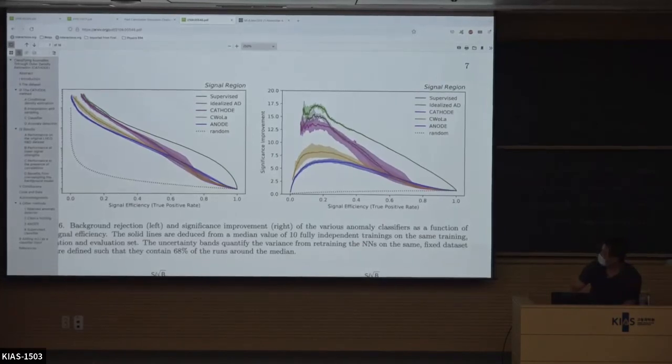And then you can also see this is the idealized anomaly detector, because we generated this toy data, so we know what the true background is, at least at the sample level. So we trained our own idealized anomaly detector, and you can see that CATHODE is basically saturating that. So at least on this R&D data set, what we found is close to optimal.